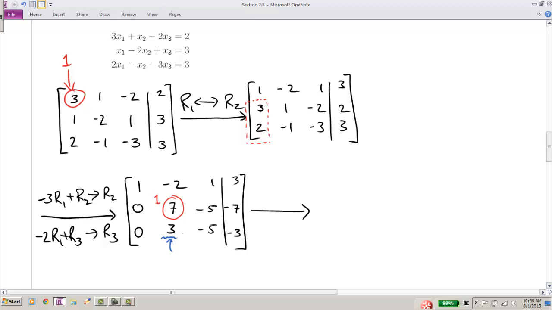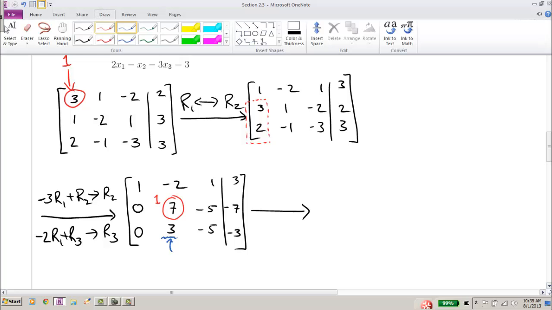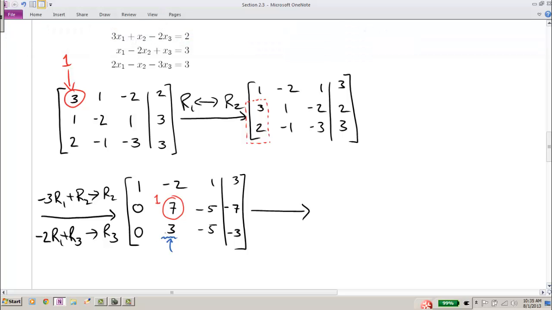We can obtain a 1 where that 7 is if we take -2 times row 3 and add it to row 2, because that would be a -6 plus 7, which will give us 1. So let's go ahead and do that. It's important that this 3 that allows us to do that is below that 7, because I've already got a 0 there, and I know I'm not going to mess up the 0 that I have in the entry above.